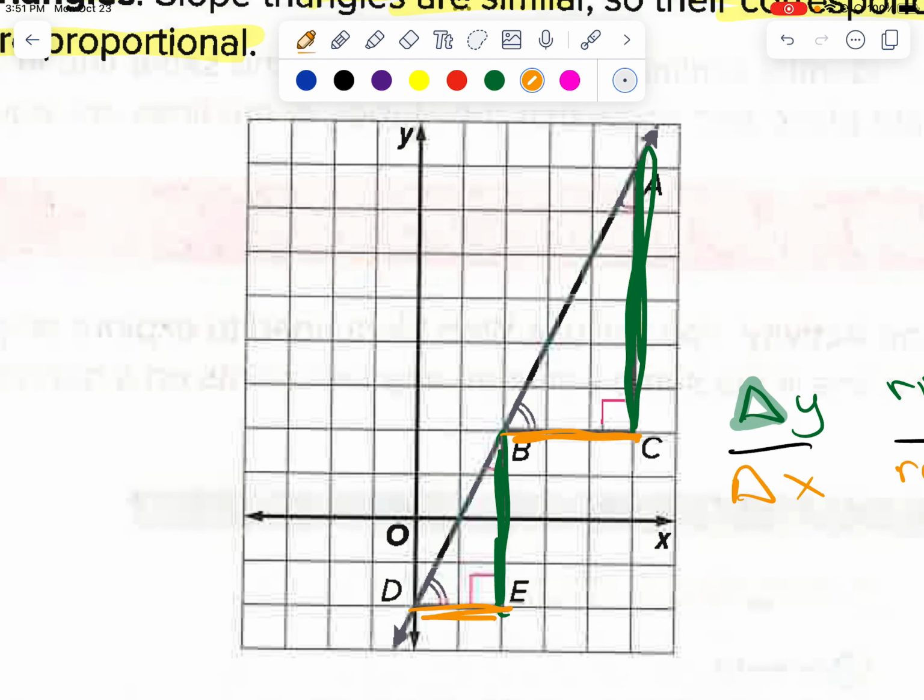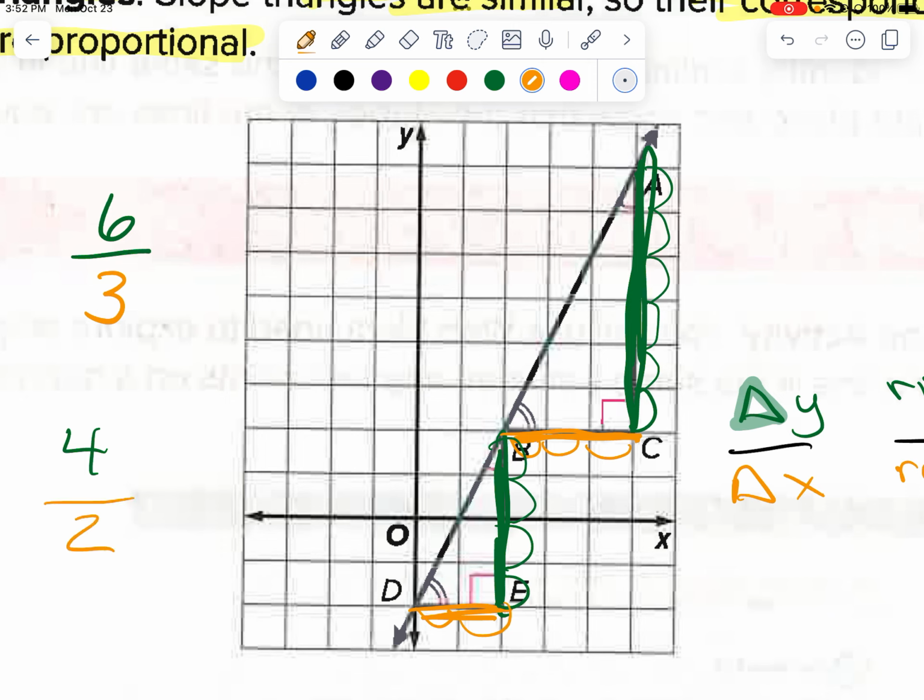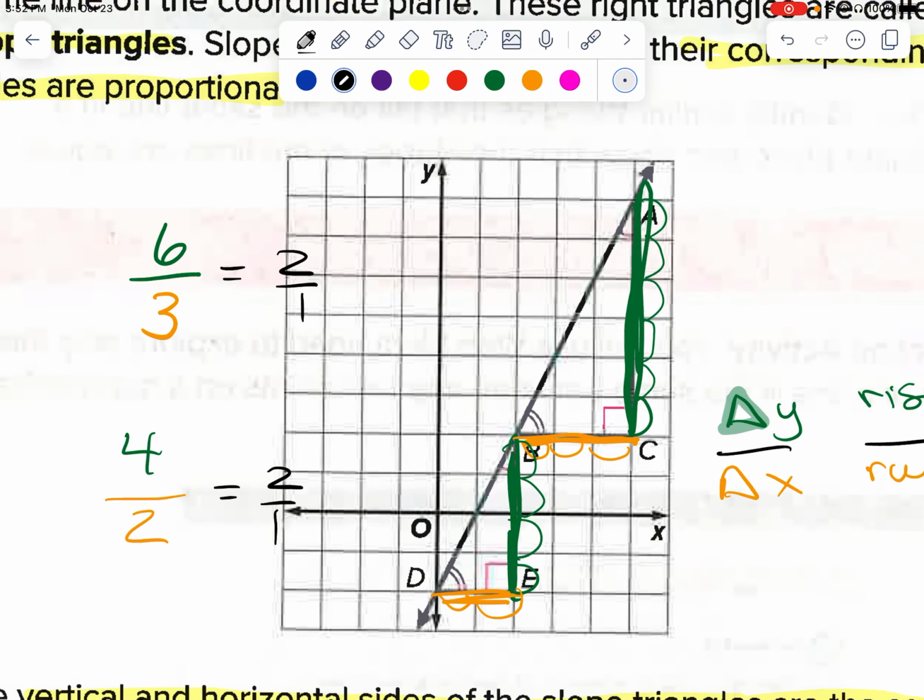So if I was to look at this, I would say 1, 2, 3, 4, 5, 6. And if I did my run, I would do 1, 2, 3. Now, if I looked at my other triangle, I would do 1, 2, 3, 4. And I would go over 1, 2. Now, if I simplify my fraction, I get 2 over 1. They are the same.